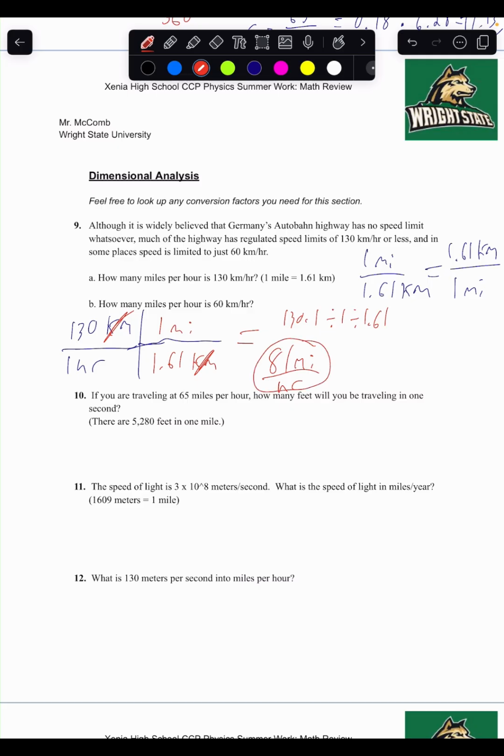And that problem is effectively exactly the same with the 60 kilometers per hour portion, right? Same process. So 60 kilometers in 1 hour. In 1 mile, there is 1.61 kilometers. Oops, hours can stay. Kilometers is going to cancel kilometers. 60 divided by 1.61. 37.3-ish. Let's call it 37.3 miles per hour. Easy peasy.